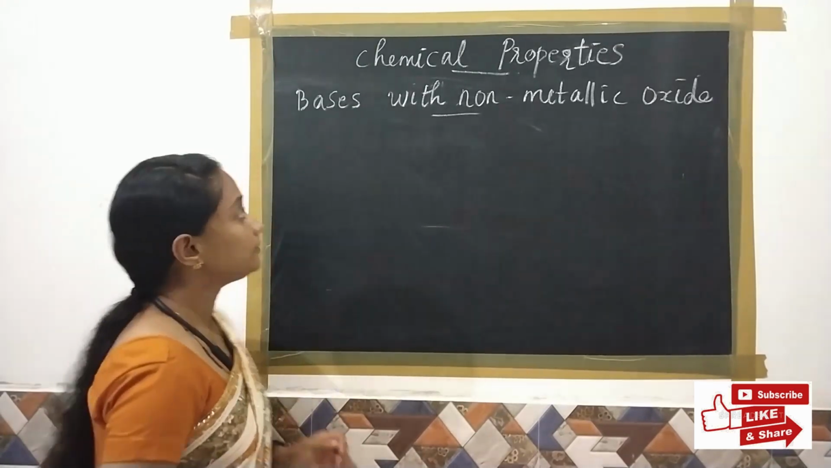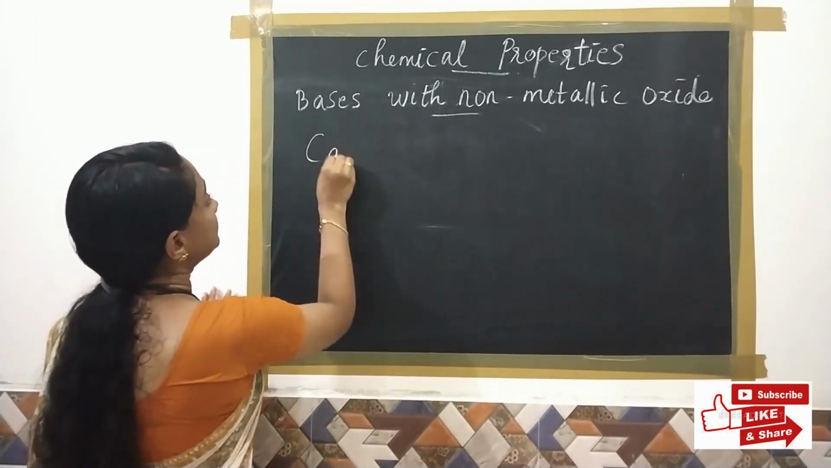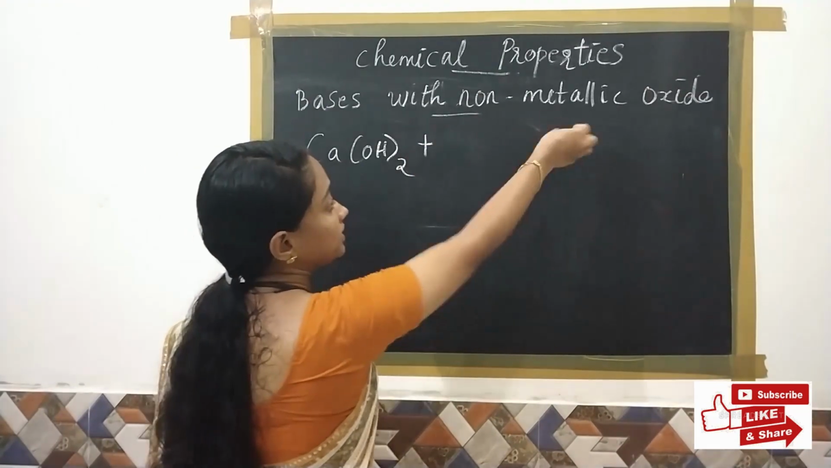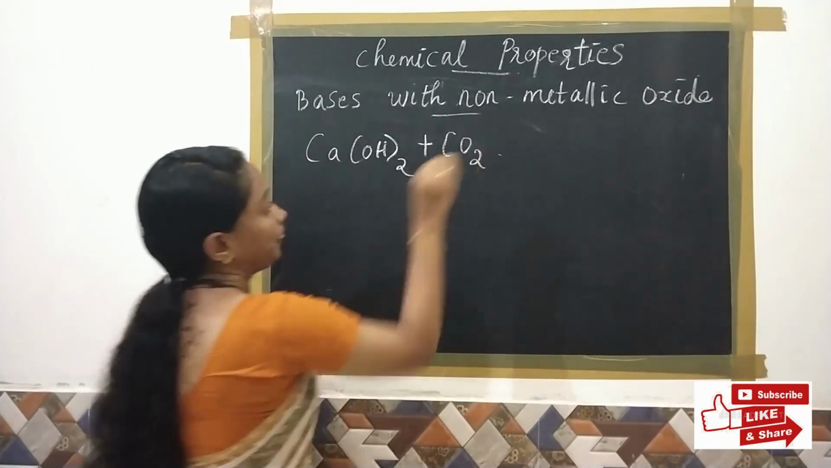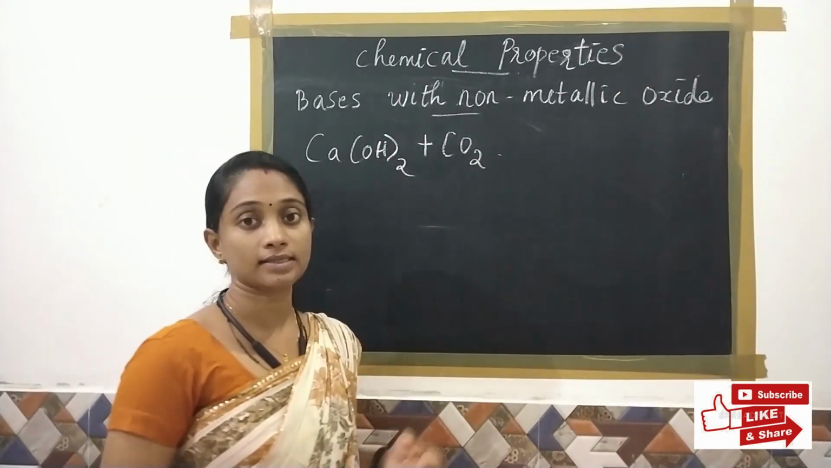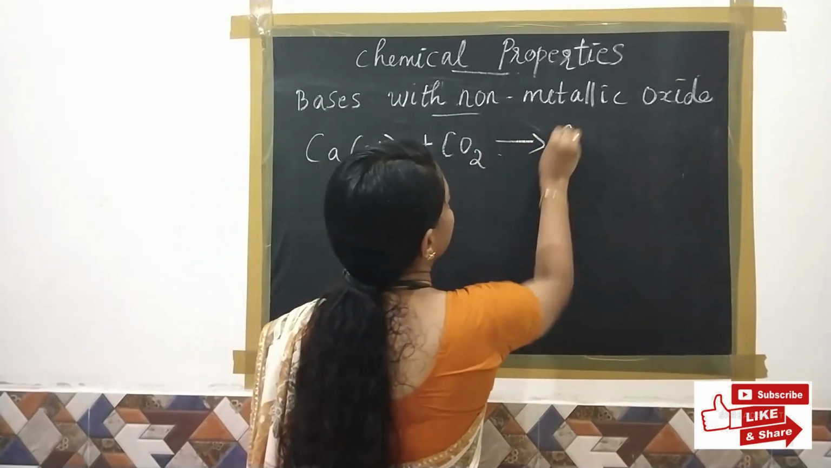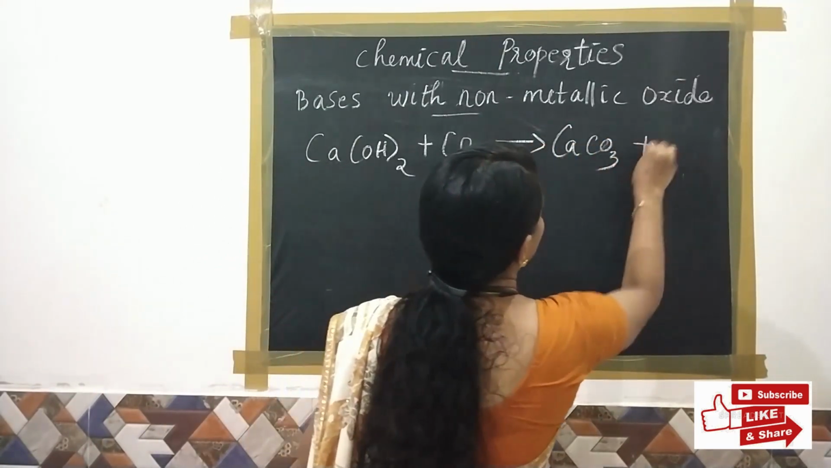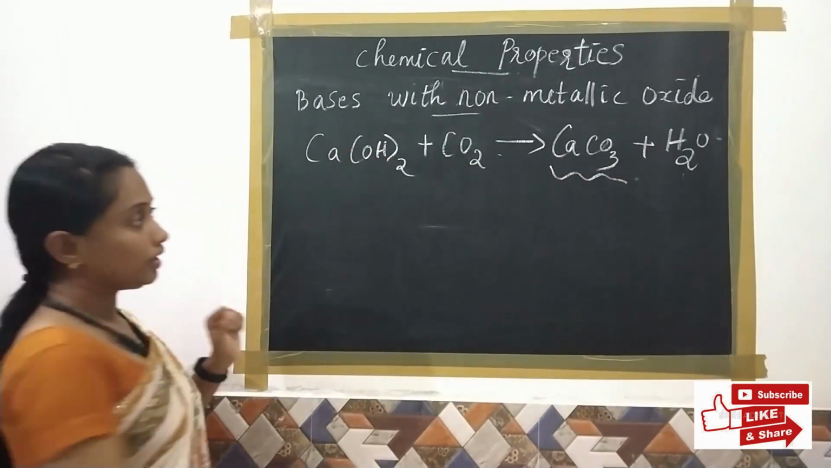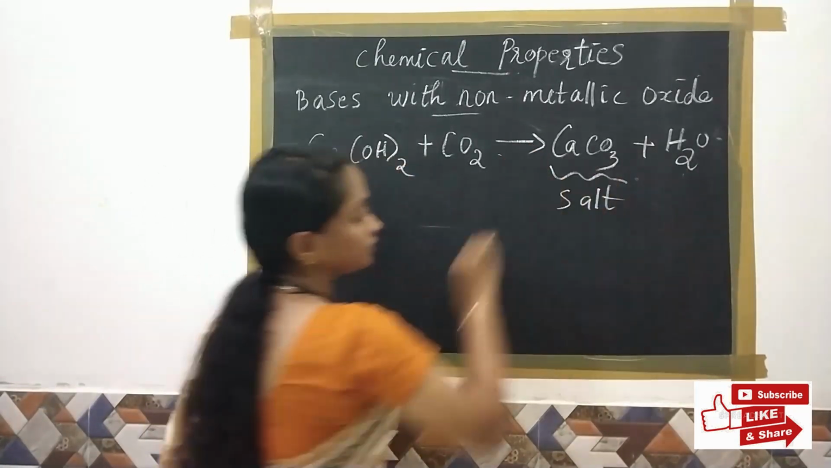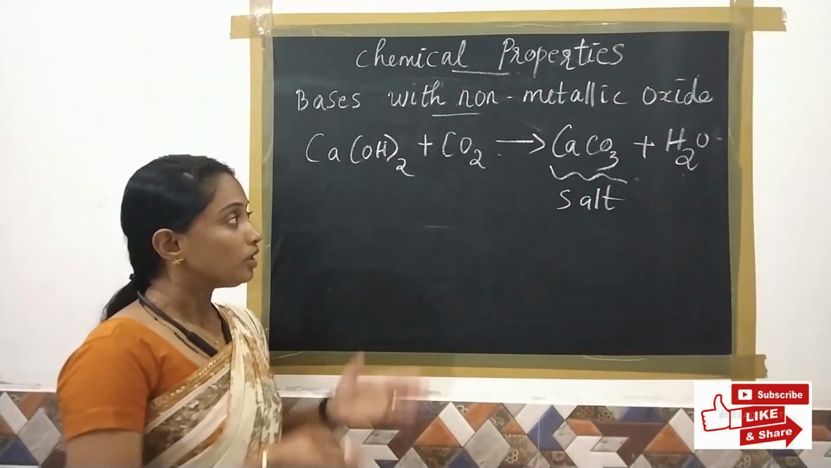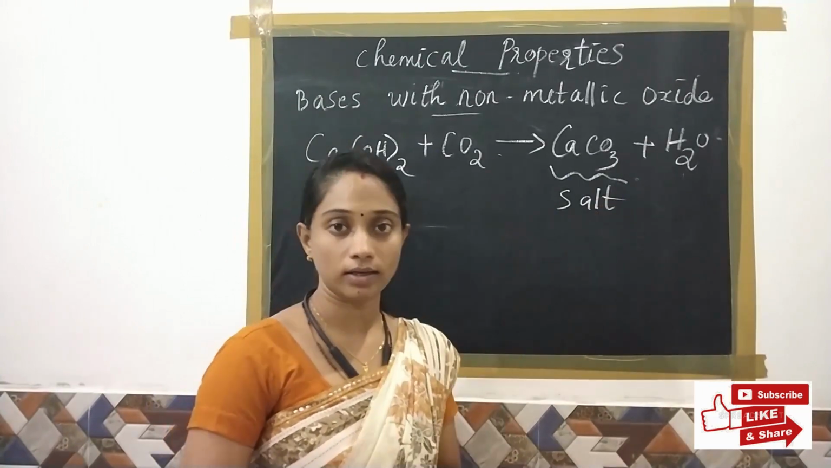Okay, let us see one reaction. Here the base is calcium hydroxide, Ca(OH)2. Calcium hydroxide, when it reacts with a non-metallic oxide, that is carbon dioxide, will produce calcium carbonate and water. Calcium carbonate is an example of a salt. So you can say any base that reacts with a non-metallic oxide produces the corresponding salt and water.